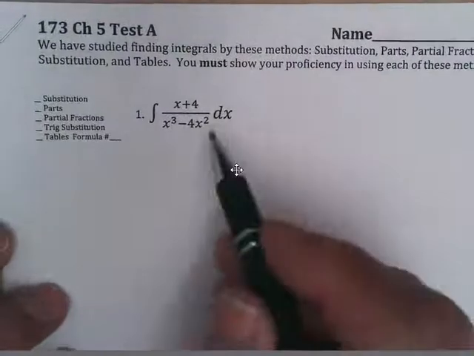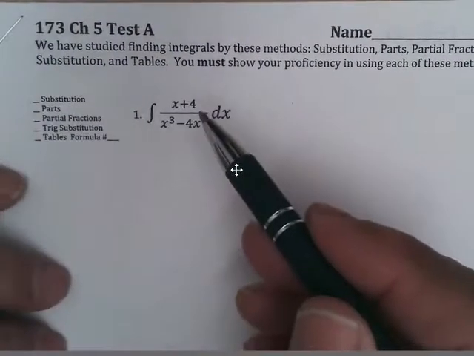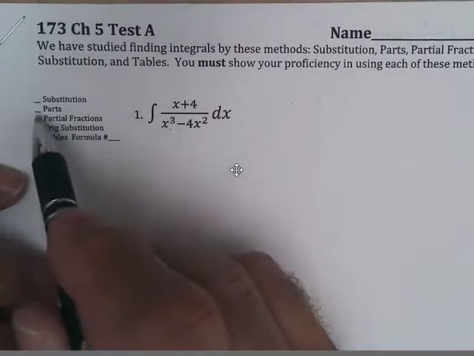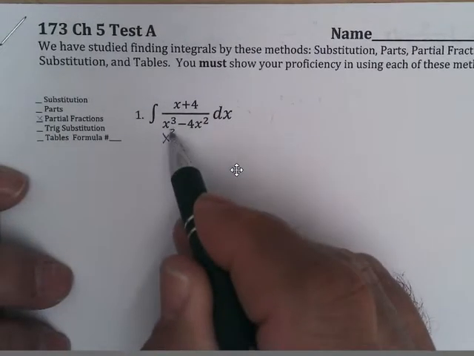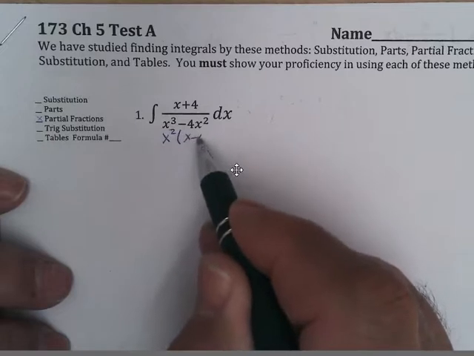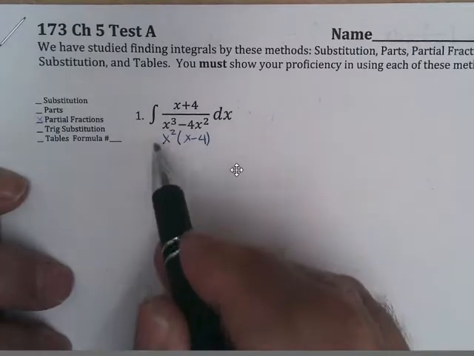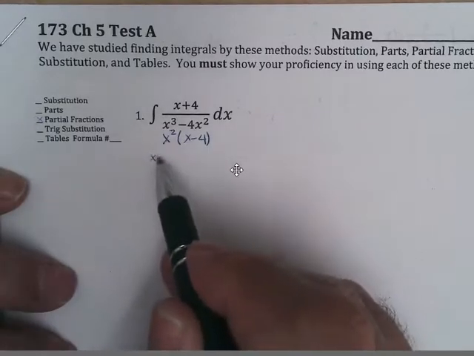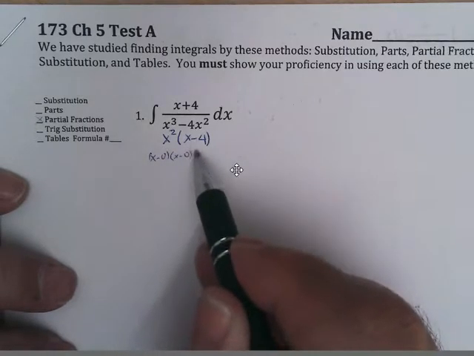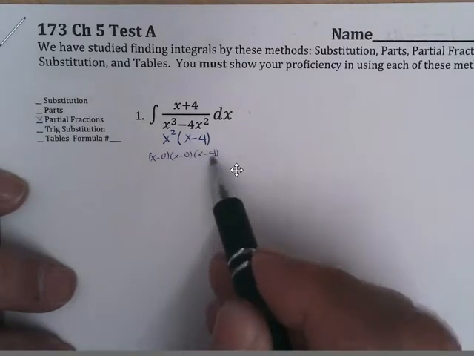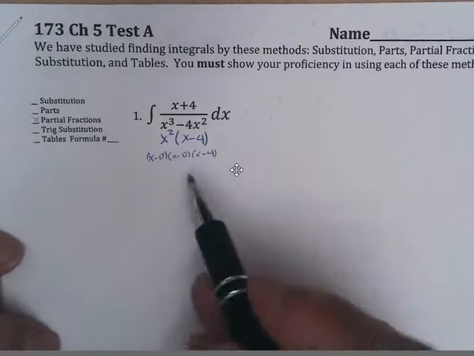Okay, we're going to do Chapter 5, Test A. So this one probably is going to be partial fractions because x squared factors out of that and leaves an x minus 4. And so this is like x minus 0, a linear factor, x minus 0, and x minus 4. We have a repeated factor.